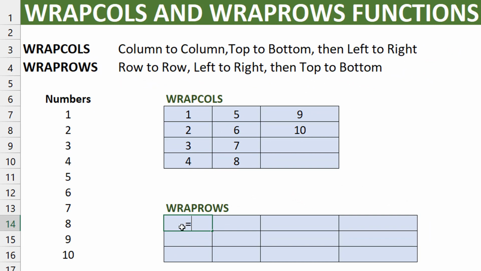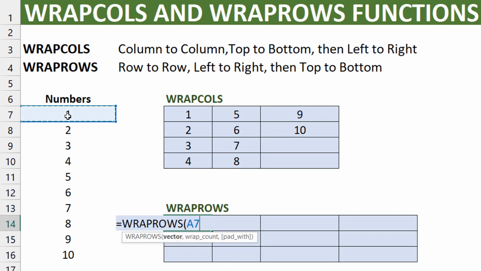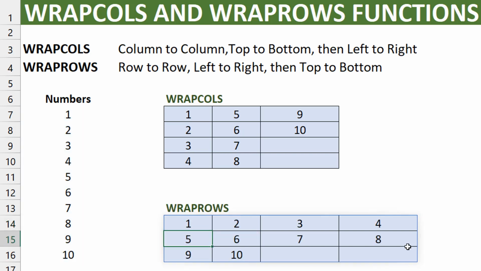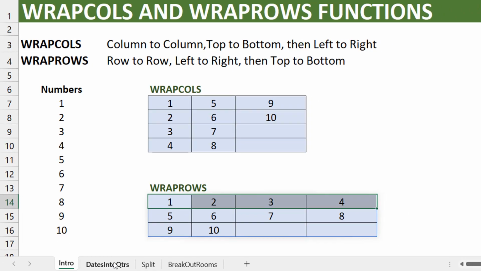Let's see how it compares with WRAPROWS. I'm going to use the same data set. Now, when it's asking me for the wrap count, because I'm dealing with WRAPROWS, this is the number of columns you have per row. The way I've set this up, I want 4 columns: 1, 2, 3, 4. So I just do 4. I can put my pad_with because I'm going to have an issue anyway. So you can see how this spills. It spills 1, 2, 3, 4, next row, next.